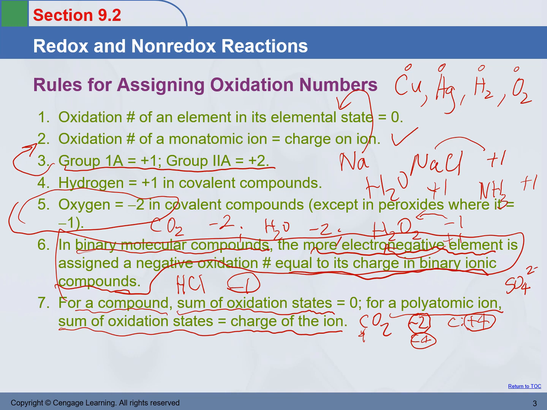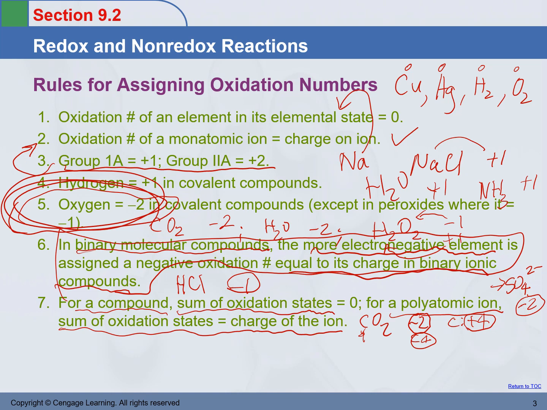SO4 2-, the sulfate polyatomic ion. Let's figure out the oxidation numbers for oxygen and for sulfur. For oxygen, easy, -2. How do you know that? Rule number 5 told us that right away. So oxygen will be -2. Sulfur, what we don't know.